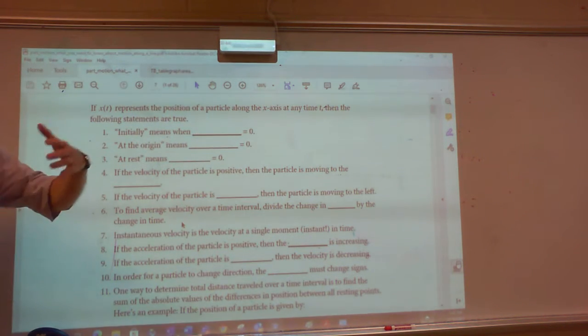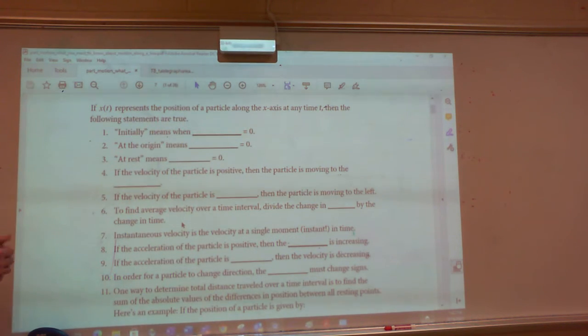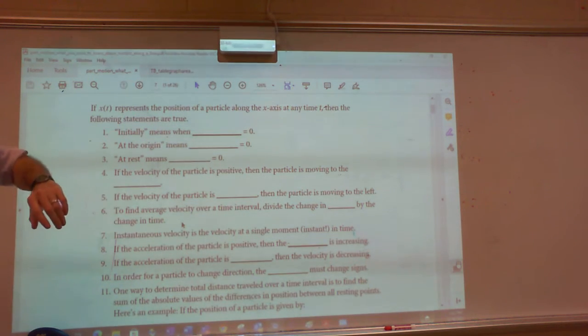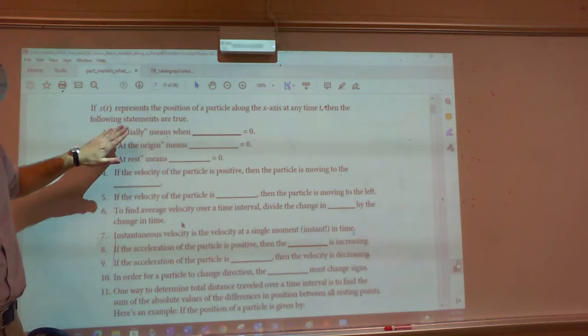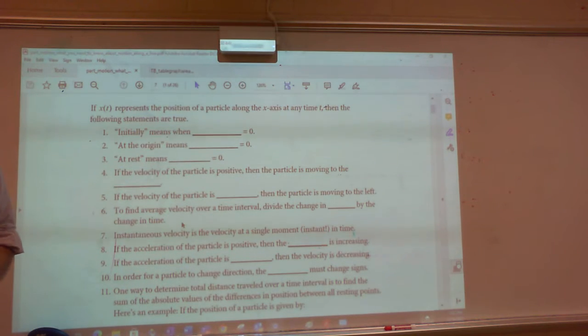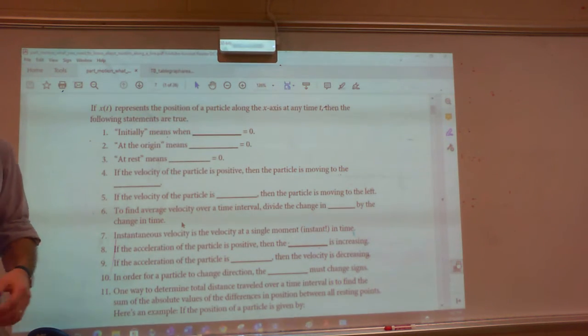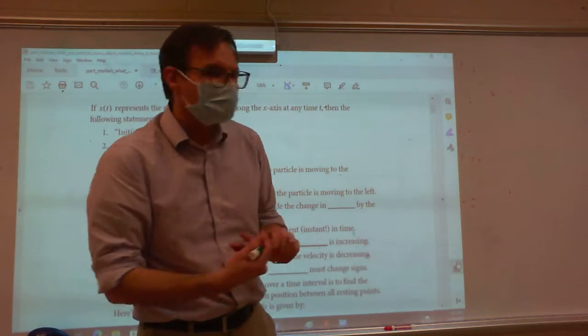So, you can fill in or keep going. It says if x of t represents the position of the particle along the x-axis at any time, initially means what equals 0? T equals 0. Are we okay with that? Yeah, just recap what we already know.